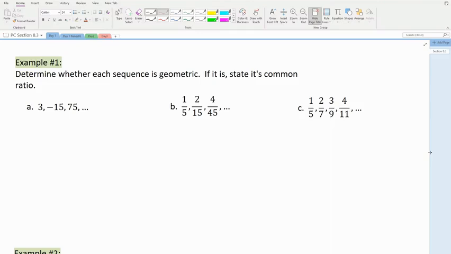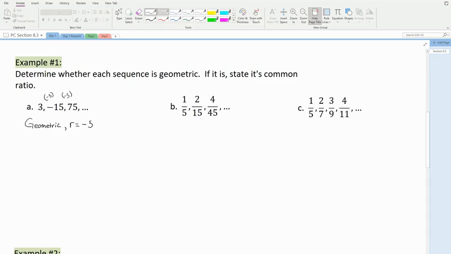When we look at these problems, we're going to see if they're geometric. And I can plainly see that if I multiply by -5, I get -15. So if it's geometric, the same would have to be true here. And if I multiply -15 by -5, I do in fact get 75. So that tells me that it does appear to be geometric. And the common ratio would be -5.